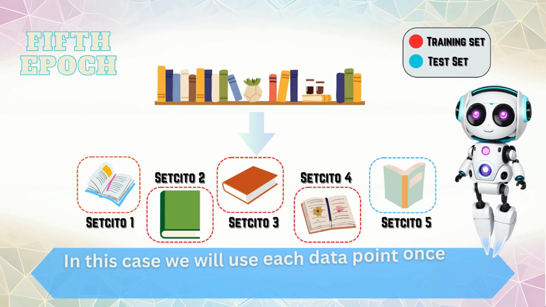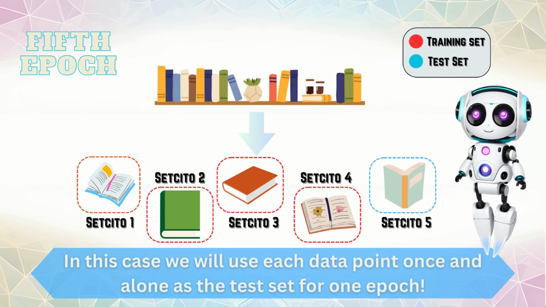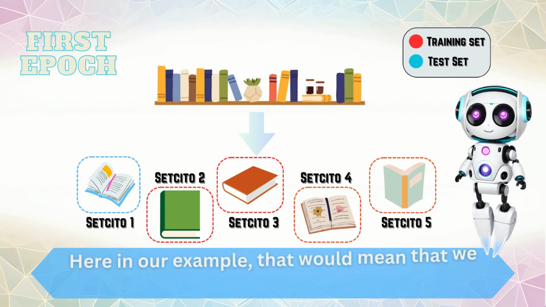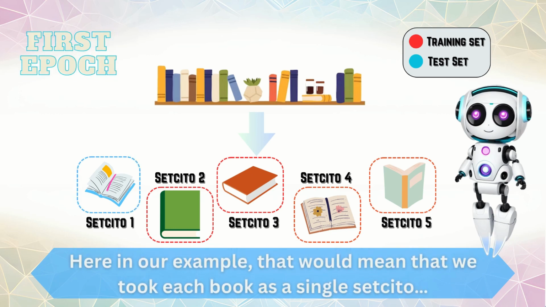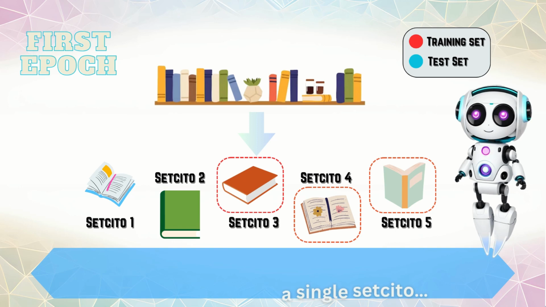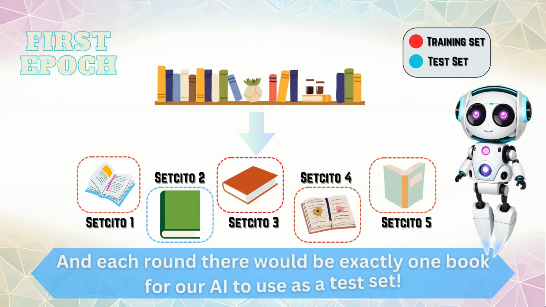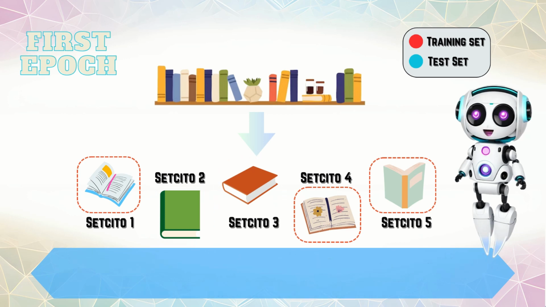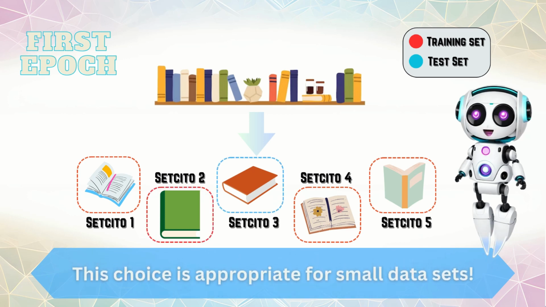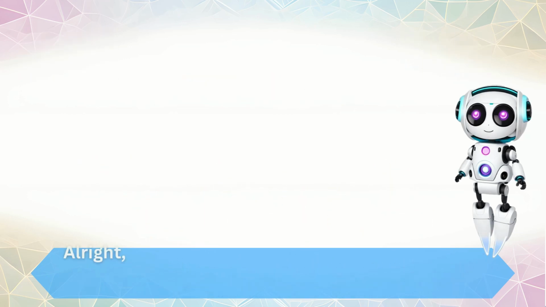In this case, we will use each data point alone as the test set for one epoch. Here in our example, that would mean that we took each book as a single setcito. And each round, there would be exactly one book for our AI to use as a test set. This choice is appropriate for small datasets.